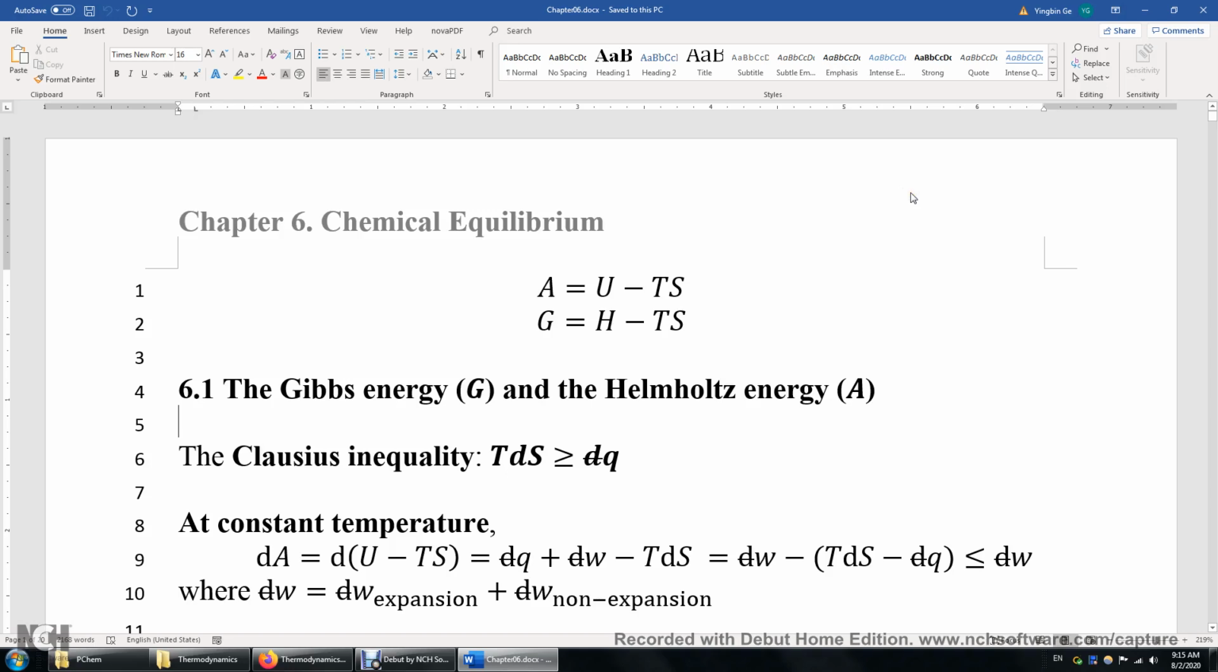This is Physical Chemistry, Part 1, Thermodynamics, Chapter 6, Chemical Equilibrium. Section 6.1, the Gibbs energy G and the Helmholtz energy A.